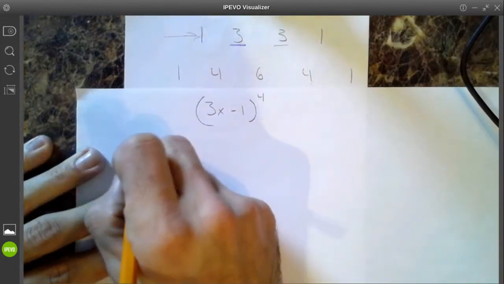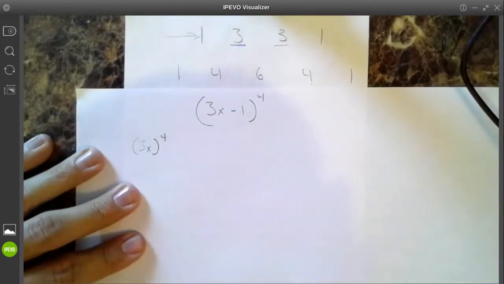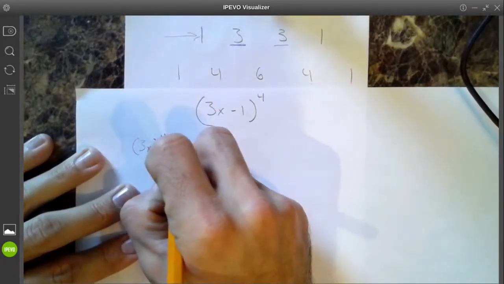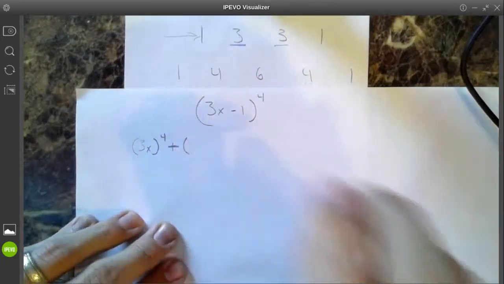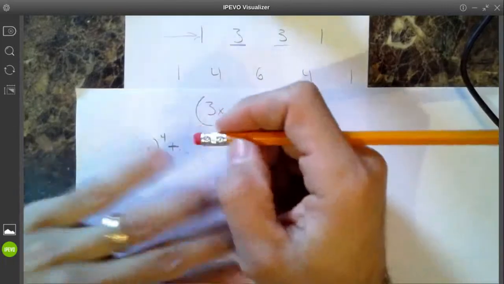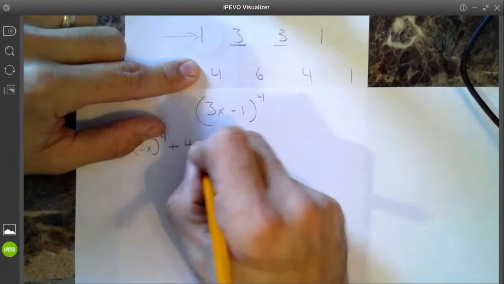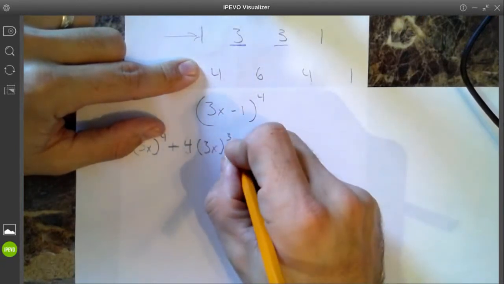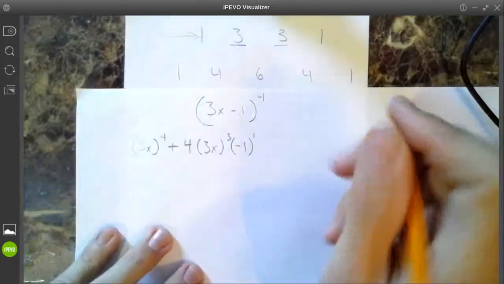So it's going to be 3x to the fourth power. That's our first term. And then plus, so this part I'm always going to leave as a plus sign, just makes it easier. And then it's going to go, oh, my bad, almost forgot about my coefficient. That 4 has to come next. And then it's going to be 3x to the third power, but a negative 1 to the first power.